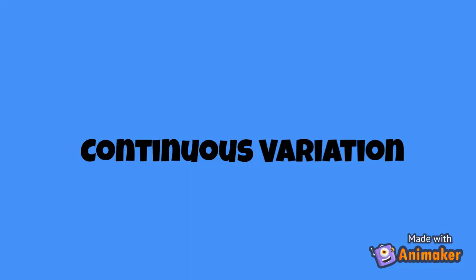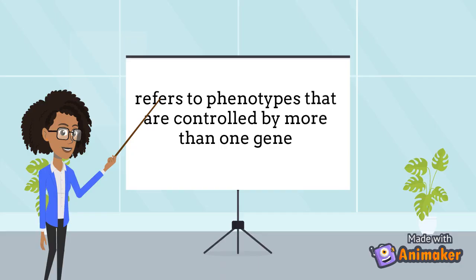For continuous variation, it describes characteristics that are controlled by more than one gene. Another term for this is polygenic. Polygenic characteristics show a wide range of values. These values tend to follow on from each other. So for example, 1, 2, 3, 4, etc.